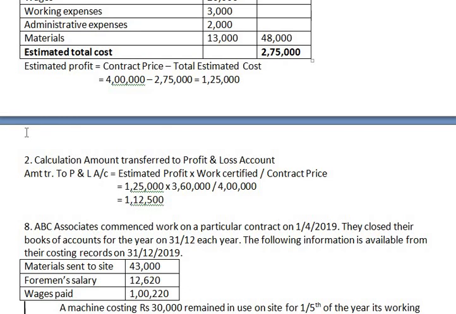So we have solved different types of problems under contract costing, all the problems I have taken. For practice purposes, many problems are available in the textbook. You can go through those problems and solve them. If you have any doubts, you can ask.